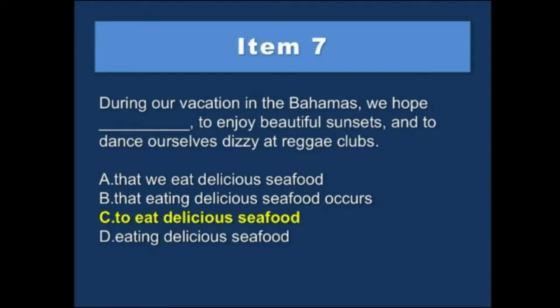Letter C would be the correct answer. We want to match up the words to with the verb, to eat, to enjoy, and to dance.